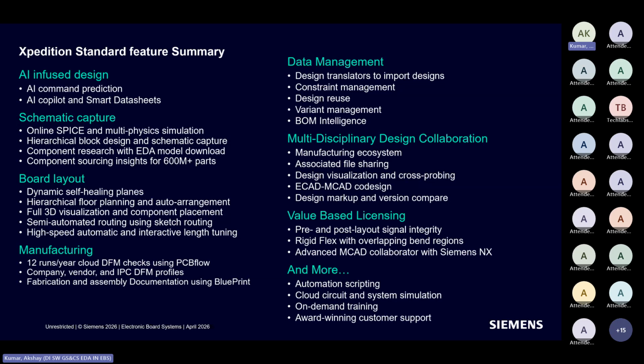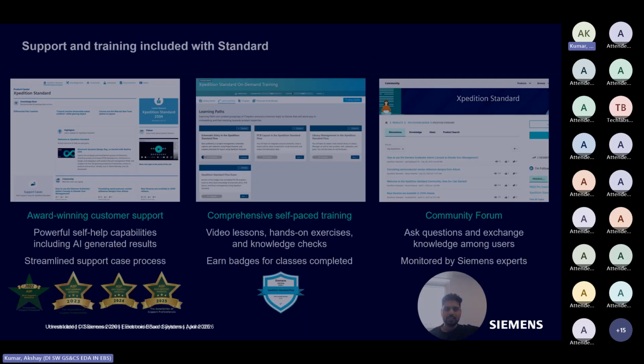When you have Expedition Standard, you will also get some tokens with it, and those tokens can be utilized for your SI analysis or rigid flex design, because these are something which you don't use regularly or frequently, right? So as needed, you can just use those tokens and then release them. That's it. Then Copilot for automation scripting, for circuit simulation, PartQuest Explorer, and then of course we will now be discussing our support, right?